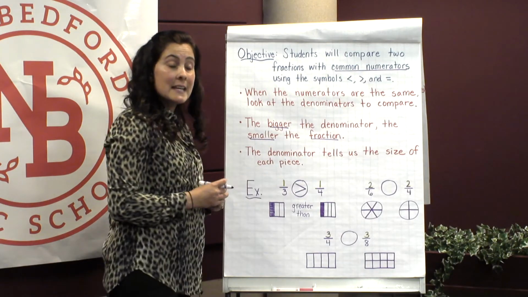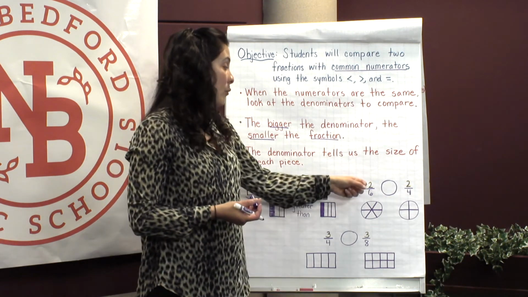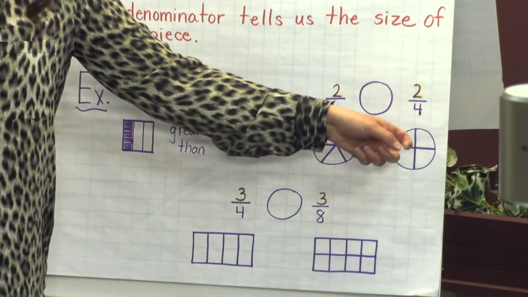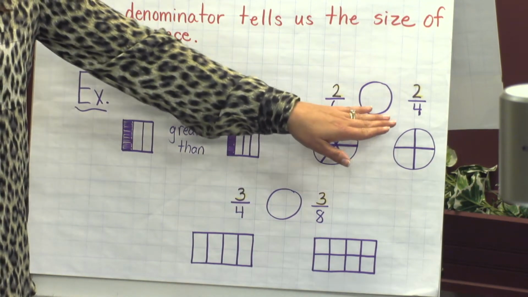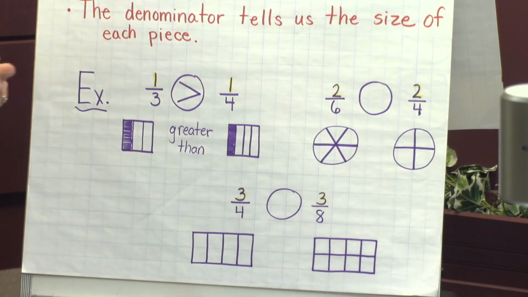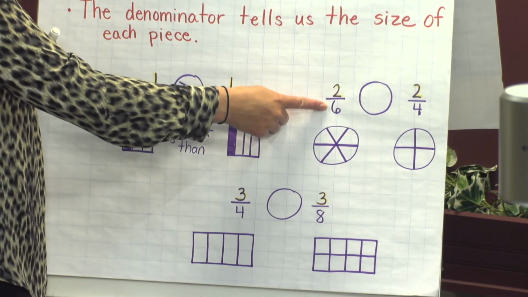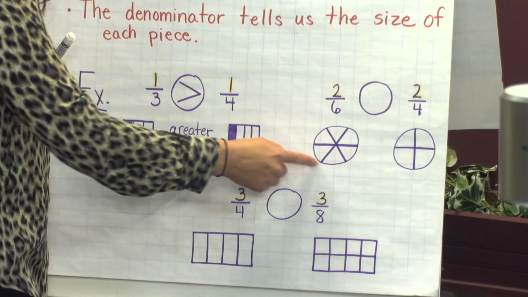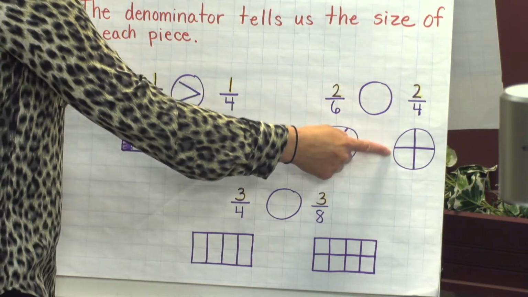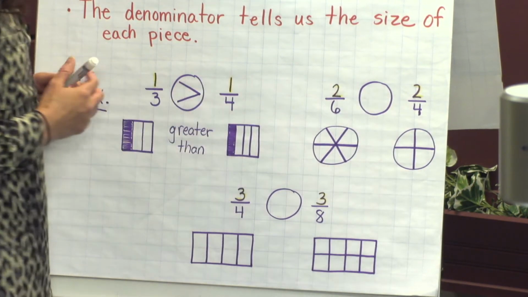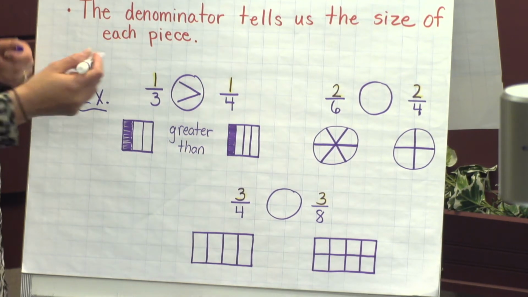Let's look at our second example. In this case, our numerators are the same. We've got 2 out of 6, 2 out of 4. So 2/6, 2/4. By looking at the denominators, 6 is a bigger number. That means we took that whole and broke it up into 6 parts. Here we took the whole and broke it up into only 4 parts. So the 6ths are actually smaller than the 4ths.